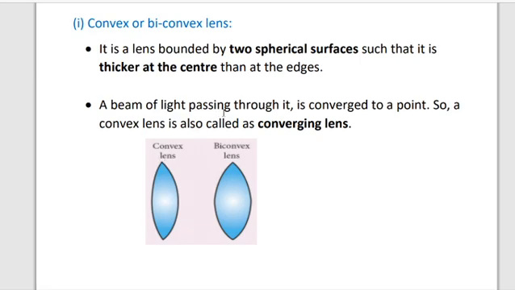A beam of light passing through it converges to a point. What is the meaning of converge? Come together from different directions, or focus.